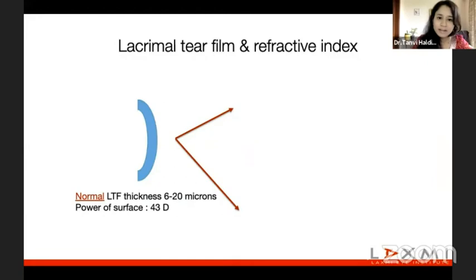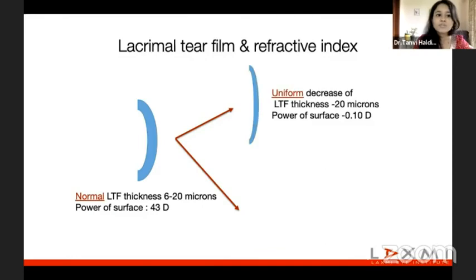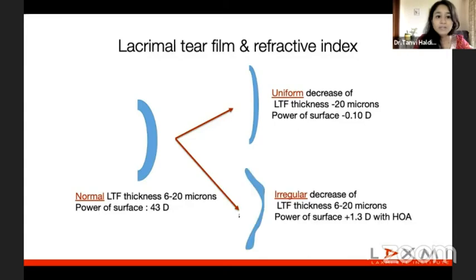Now, dry eye affects the lacrimal tear film, and let's see what really happens. A normal tear film thickness ranges from 6 to 20 microns. This contributes to around 43 diopters. Now, if the tear film thickness decreases and if it reduces uniformly, then the change in the power of the surface is minimal. But if this happens irregularly, then the change can be as high as 1.3 diopters. And along with it, it brings a lot of higher order aberrations. A single blink normally causes a variability of just 0.1 diopter, but an unstable tear film could make it almost up to 1 diopter. Now that's a big problem, right?